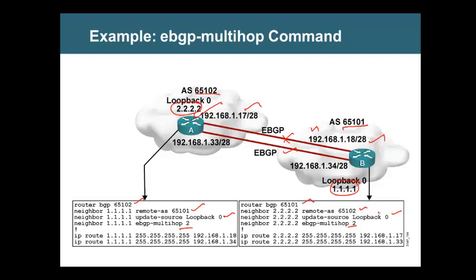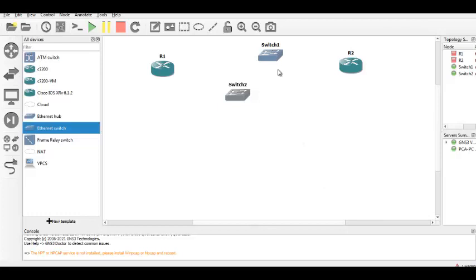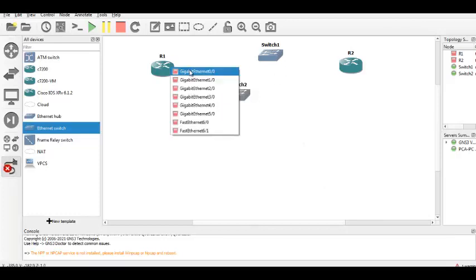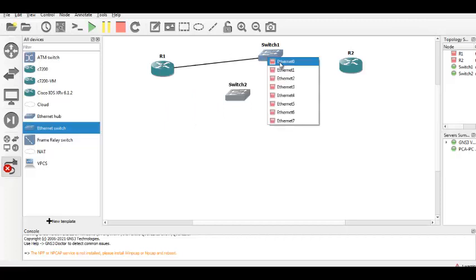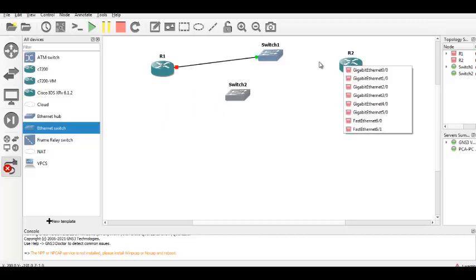I'm going to do and show this. Let's see. So these two are unmanaged switches. I'm just using them to show you that there are two connections to the remote autonomous system.